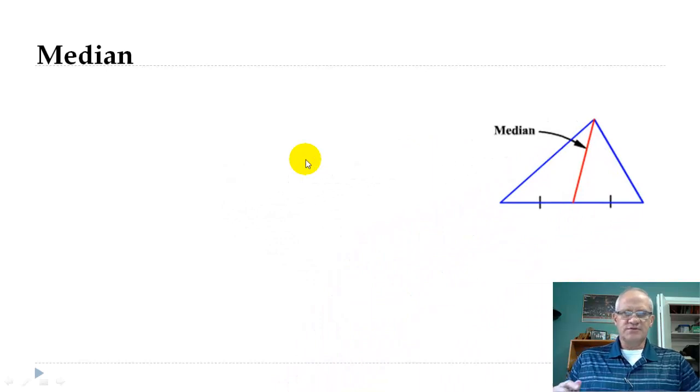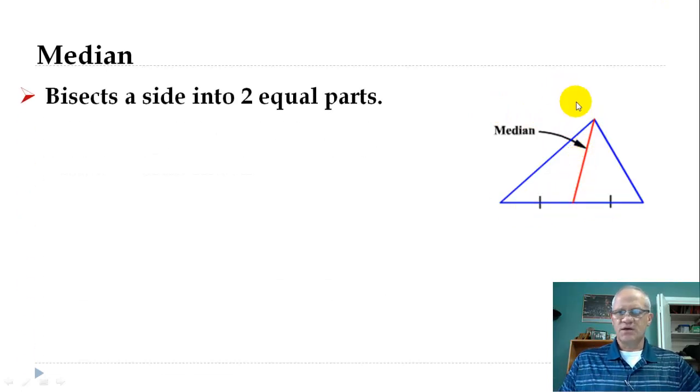Okay, the third thing today is the median. And if you notice, here's the median. Remember, median kind of means like the middle, right? And so we've talked about this before, the median basically splits a side into two equal parts. So in a sense, it's also a bisector, right? It bisects this side, but we call it the median.